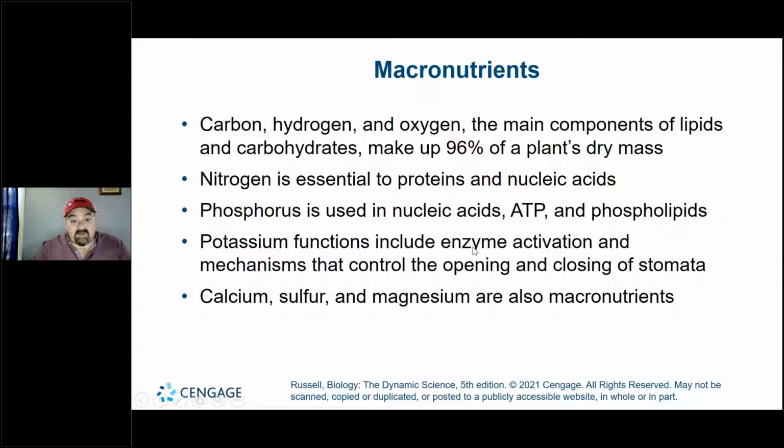Potassium functions include enzyme activation and mechanisms that control the opening and closing of the stomata, right? And we would represent potassium by the letter K, recall that. Calcium, sulfur, magnesium, also macronutrients.